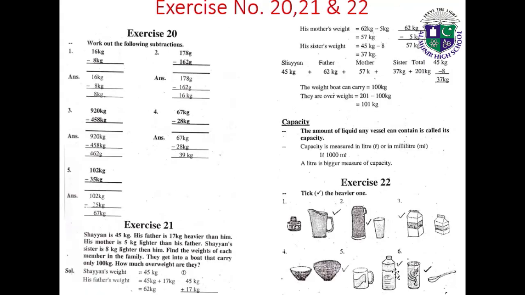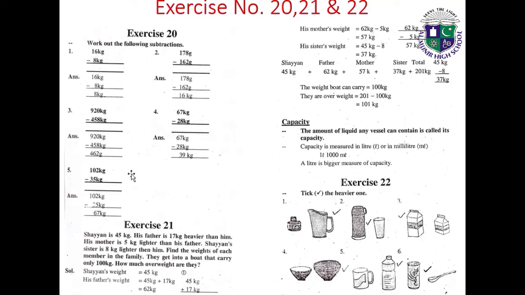Next exercise, exercise 20. Work out the following. Subtract 16 kilogram minus 8 kilogram equals 8. 178 gram minus 162 gram equals 16 gram. 920 kilogram minus 458 kilogram. When 458 is subtracted from 920, we get the answer 462 kilogram. 102 kilogram minus 35 kilogram, we get the answer 67 kilogram.